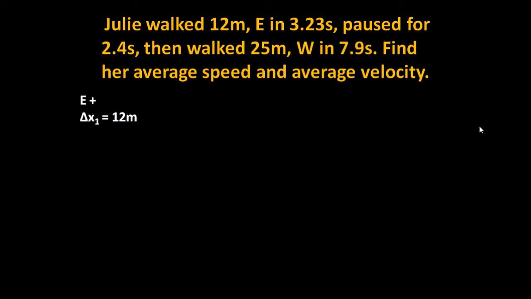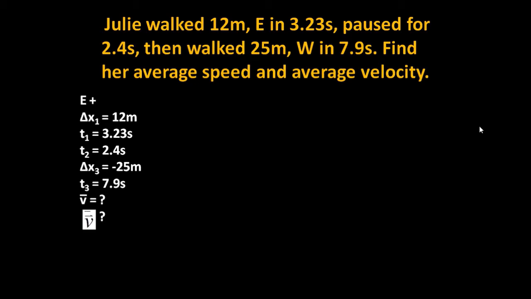List all of the variables about which we know things. We know her first displacement, I'll call that delta x1, was 12 meters, and I just leave it as 12 meters. I don't have to write east because east is the positive direction. That took place in a time of 3.23 seconds. Then she paused for 2.4 seconds. I won't bother writing a displacement. And then after that, she traveled negative 25 meters. What's that mean? 25 meters west, because east is the positive direction, in a time of 7.9 seconds. But I also like to list the things we're trying to find. What's her average speed and what's her average velocity? And so that's the problem that we're going to work on. Let's see if we can set it up.